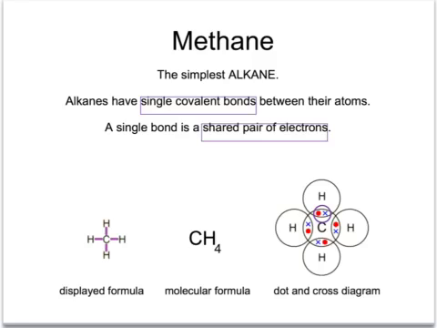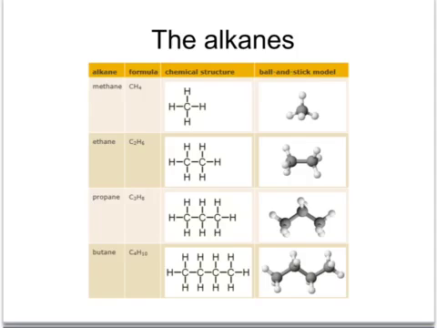Methane here is one example of an alkane. And here are some other examples of alkanes: ethane, propane and butane. Notice all of them end in ane, meaning that they are in the alkane family, and all of them have only got single carbon-carbon bonds in their structure.